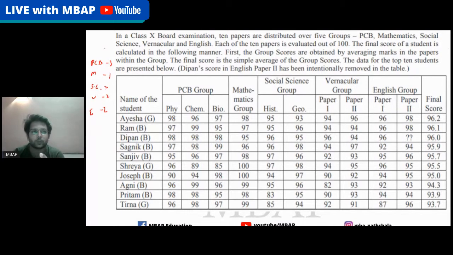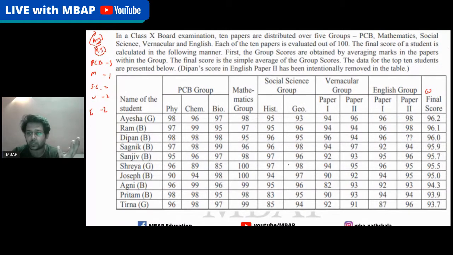So first you need to calculate the group score. After the group score, you need to average the value. Only then you will be able to find the final score. Okay. Since there are multiple times you need to take the average, this will become a slightly difficult question.